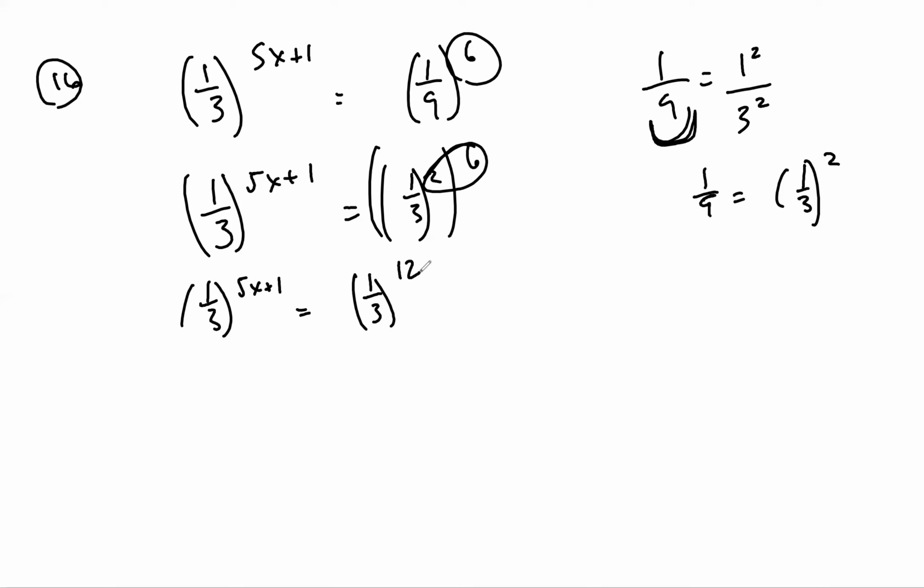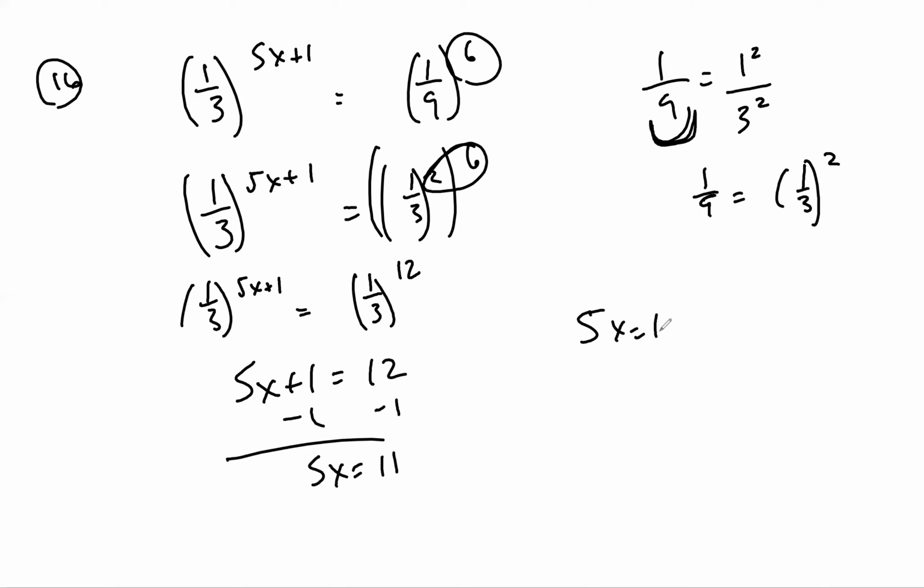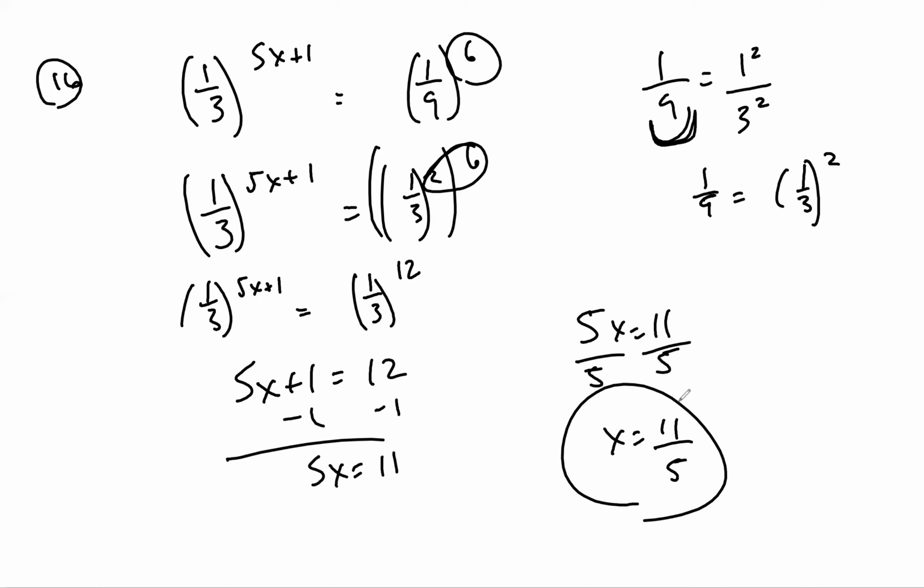And now my bases are the same, and all I have to do is say, hey, 5x plus 1 equals 12. And I'll minus 1, and I'll get 5x equals 11. And then I will divide both sides by 5, and I will get x equals 11 fifths. And now I'm done.